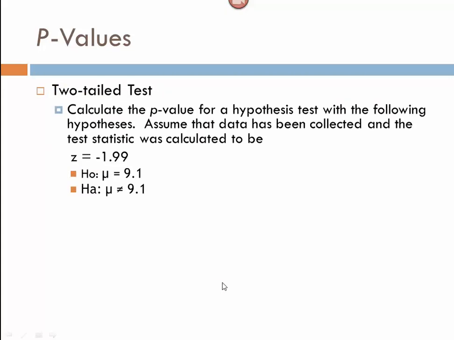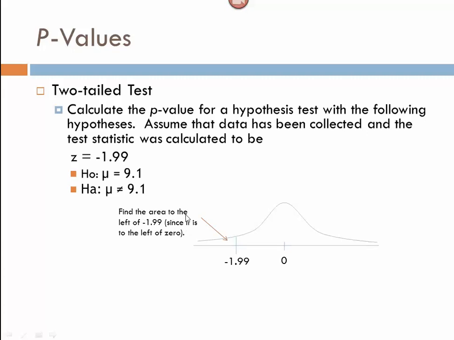Two-tailed test. Calculate the p-value for a hypothesis test with the following hypotheses. Assume the data has been collected and the test statistic was calculated to be negative 1.99. So in this case, we have a two-tailed test because our alternative is not equal to 9.1. These are just random numbers that I'm picking for this problem. So negative 1.99, of course, is the result of my sample, and it landed on the left. To find the p-value, we would first want to look at the area to the left of negative 1.99, which would represent the more extreme area beyond our test statistic.